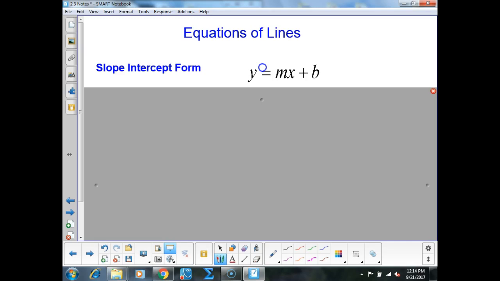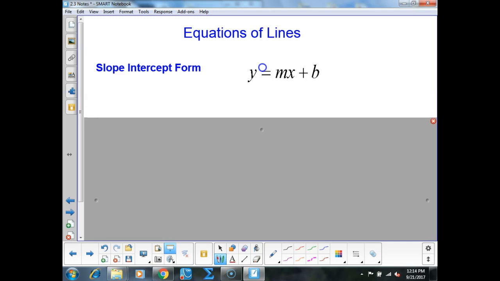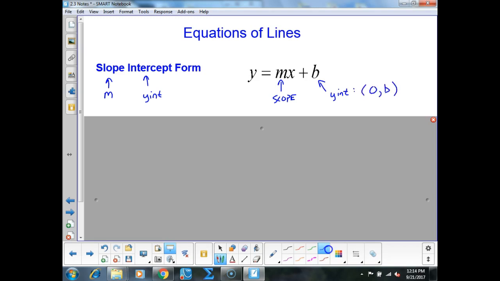Okay. So in the slope-intercept form, we have obviously the slope is m. So there is the slope. And the y-intercept, which is that part right there. Okay? And really, the y-intercept is the point 0, comma b. That's really the y-intercept. The y-intercept is where x is equal to 0, the x-intercept is where y is equal to 0.